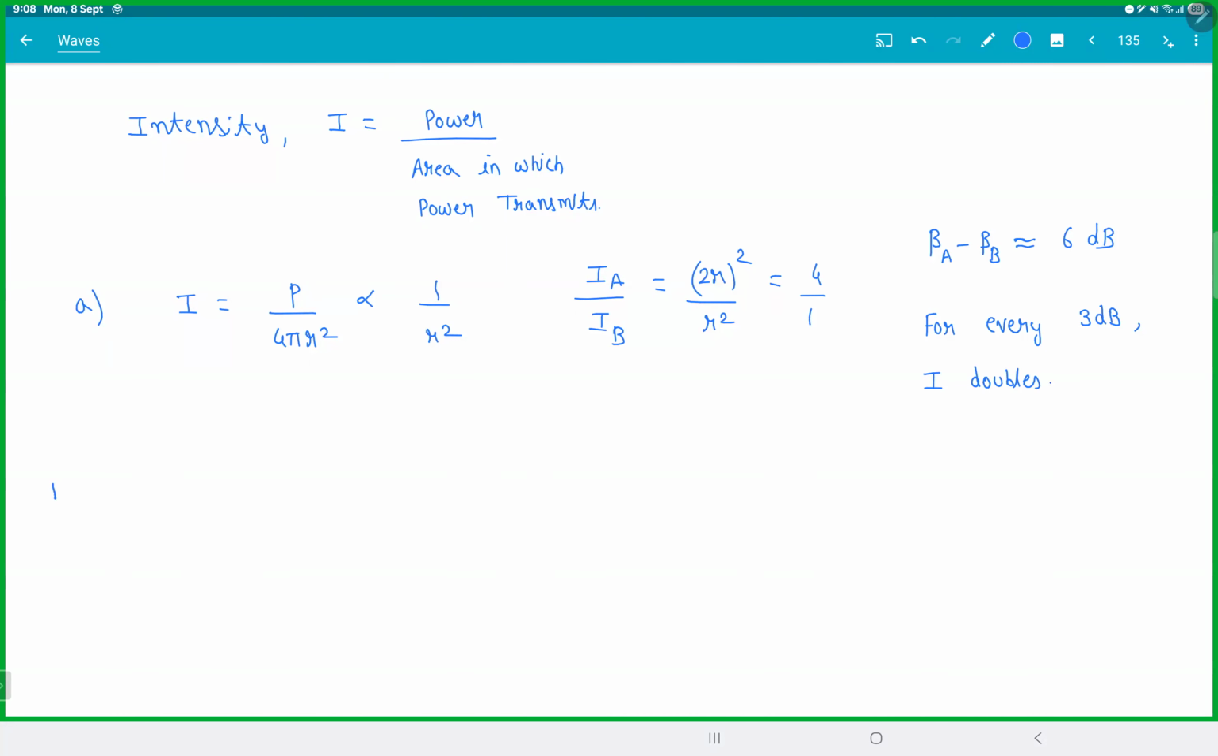Whereas in the second case, it's a cylindrical wavefront, so intensity is P by 2 pi R L. This is 1 by R. If you actually think about this, doesn't this look like a point charge's field? What is the point charge's field? kQ by R square. What is an infinite line charge's field? 2k lambda by R. Can you see the resemblance?